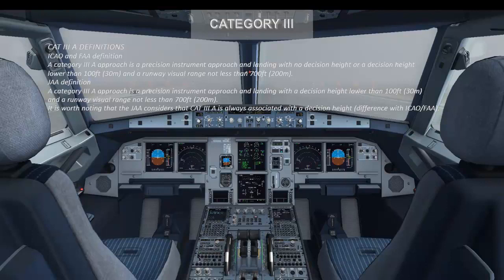JAR definition. A Category 3 approach is a precision instrument approach and landing with a decision height lower than 100 feet, 30 meters, and a runway visual range not less than 700 feet, 200 meters. It is worth noting that the JAR considers that Cat 3 is always associated with a decision height, a difference with ICAO, FAA.